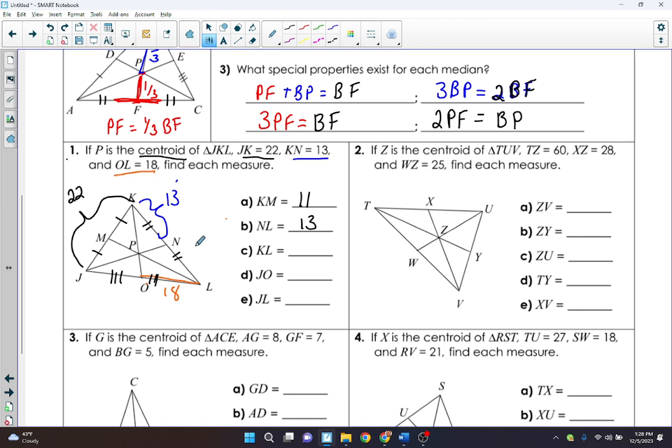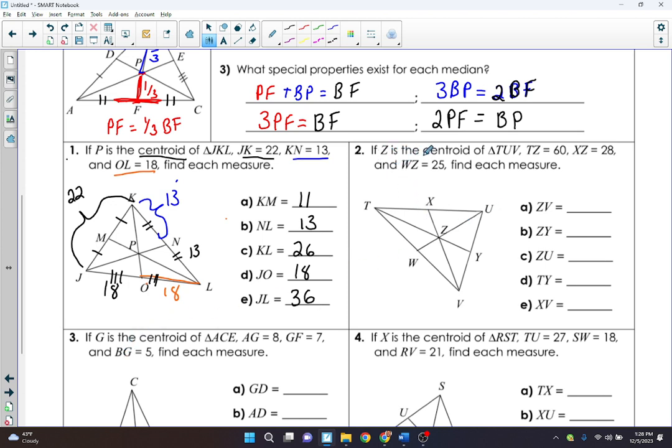KL is the whole thing. If this is 13 and this is 13, that's going to be 26. JO, if this is 18, the other side is 18. And then JL, 18 plus 18, is 36. Because if this is 18 and this is 18, together they're 36. So on the outside, it's pretty straightforward.